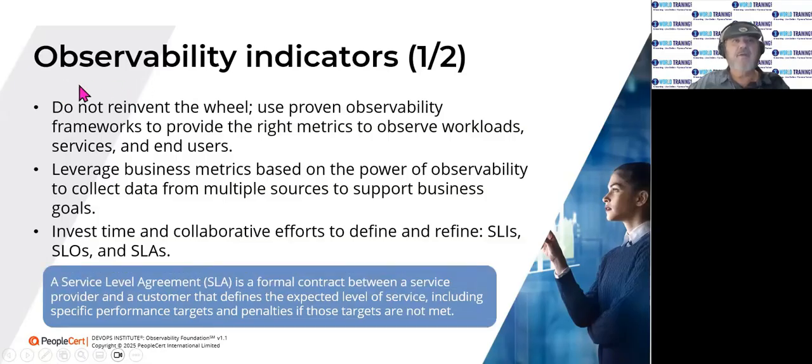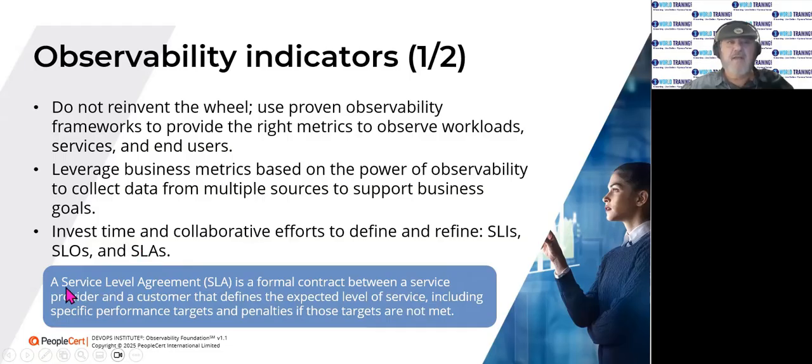Continuing on, these are some indicators of observability connected with this. Don't reinvent the wheel. Use proven observability frameworks to provide the right metrics to observe workloads, services, and end users. Leverage business metrics based on the power of observability to collect data from multiple sources supporting business goals. Invest time and collaborative efforts to define and refine the SLIs, SLOs, and associated service level agreements.